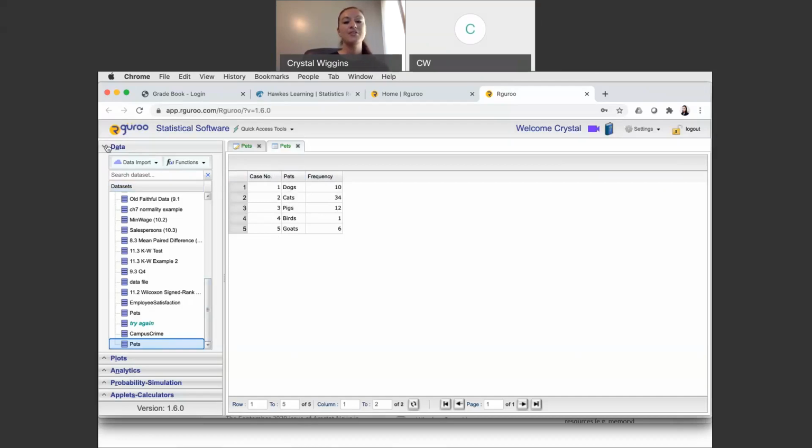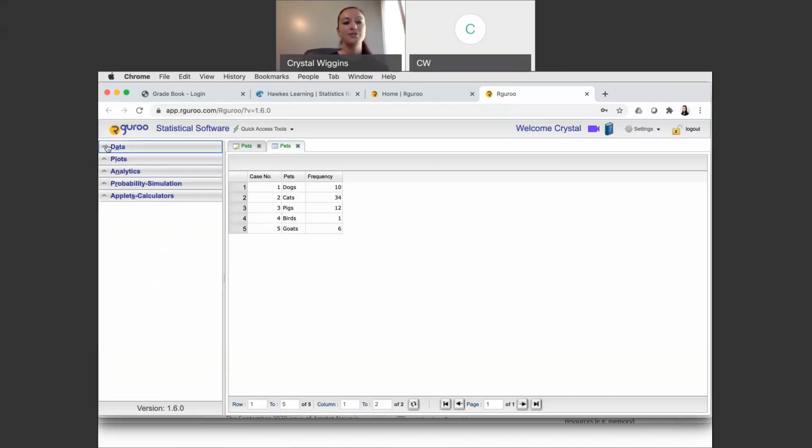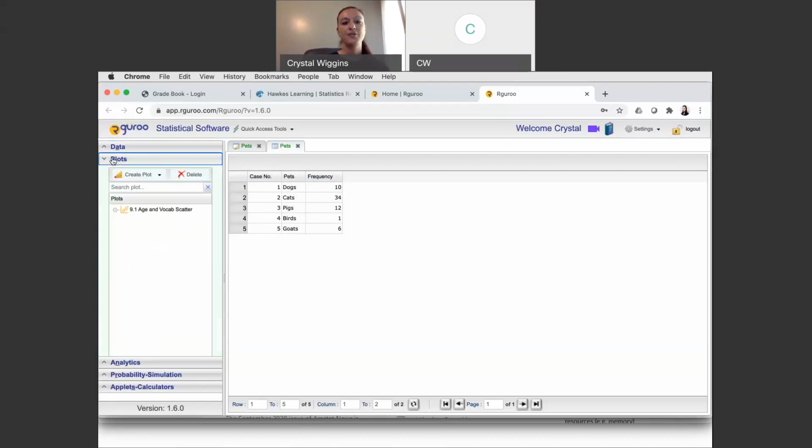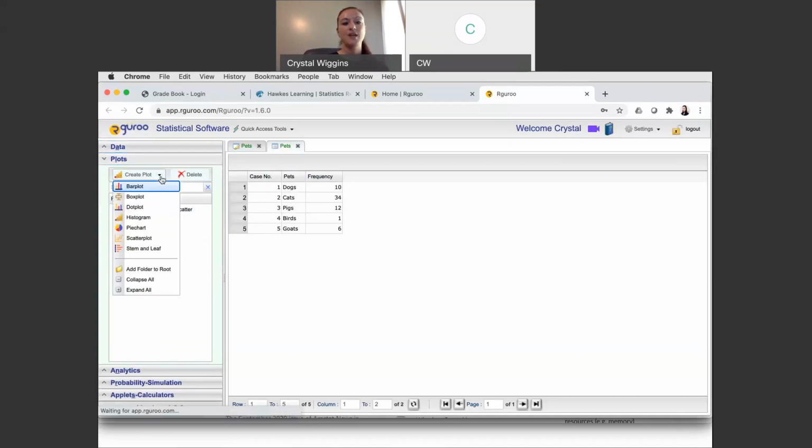Okay, so now that we have our data imported, we are going to head over to plots. First thing we will do is create a bar chart. When you save these in our guru, this is where they show up. I've saved one before. If you ever save one, you are going to find it listed here in plots you've already created, and I'll show you that. Let's create our first bar plot.